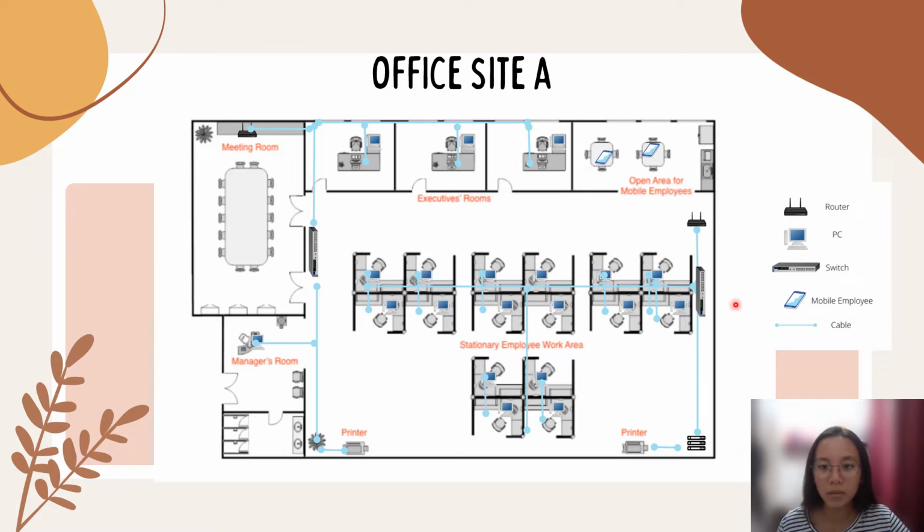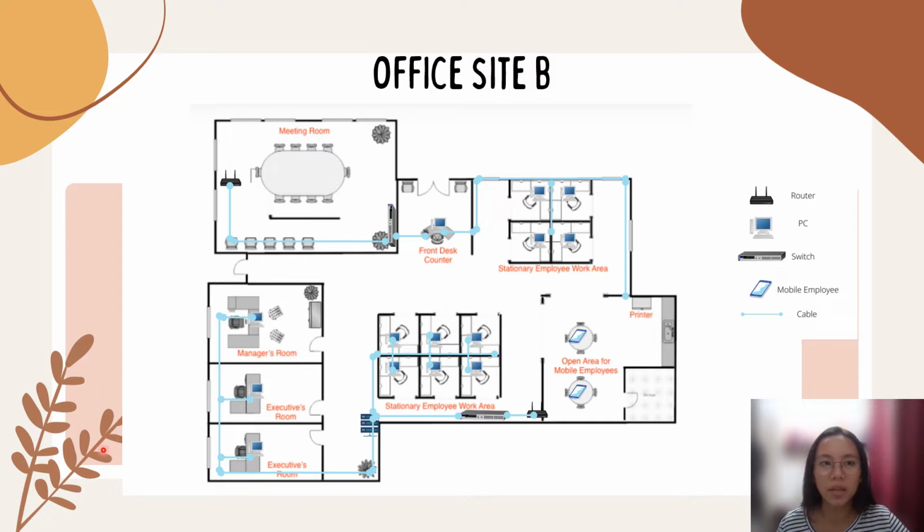The next switch will be placed beside the stationary employee work area. It will link to the devices at the stationary employee work area. Also, it will connect to the router to give Wi-Fi access for the open area for mobile employees. Finally, it will connect to the printer.